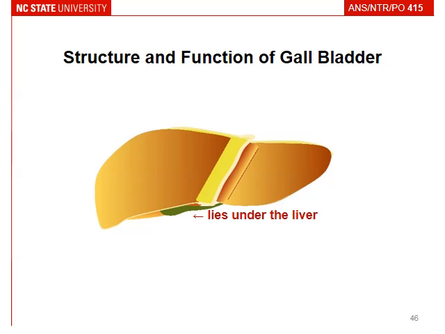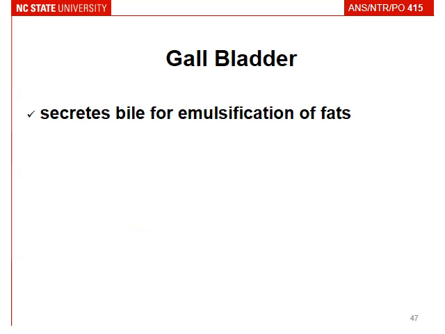Next, we're going to talk about the gallbladder. The gallbladder is critical for proper lipid digestion. In species that have them, it lies under the liver. Here we have a schematic of the liver. It's right underneath. If you were to pick up this lobe, you would see this emerald green sac. That is your gallbladder.